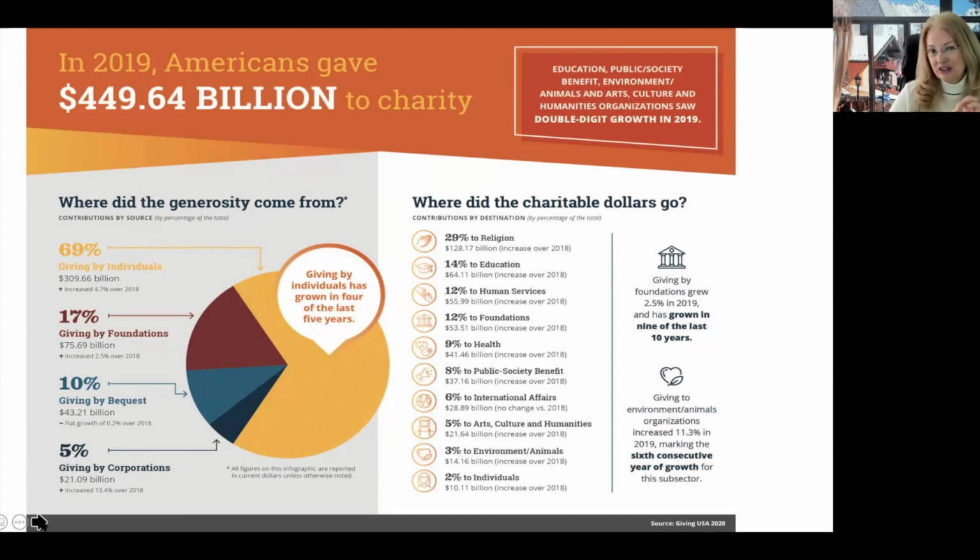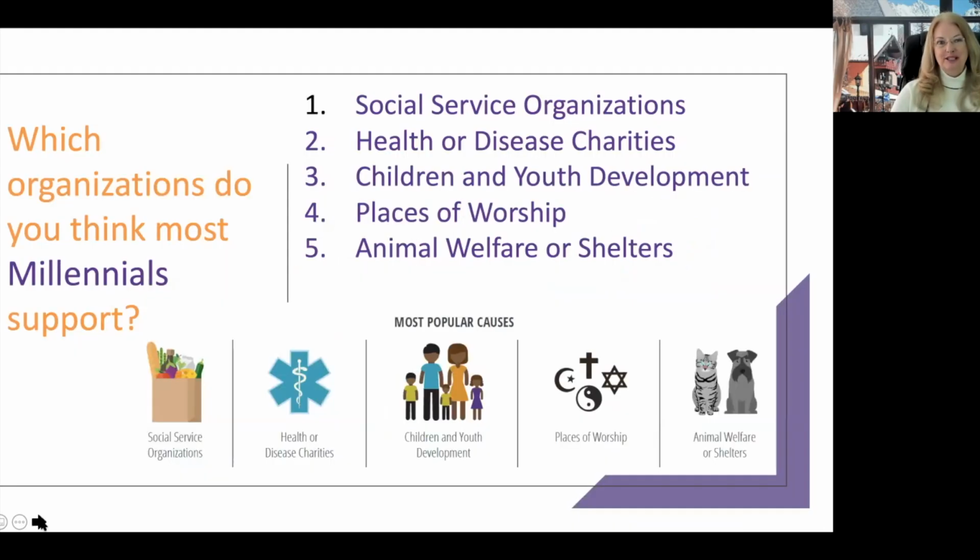Interesting about arts, cultures, and humanities: after 9/11, what we saw was giving went up to arts-type organizations because people knew how much that was needed. So will that go up? We don't know. And then 3% to the environment and animals, and then 2% to individuals.